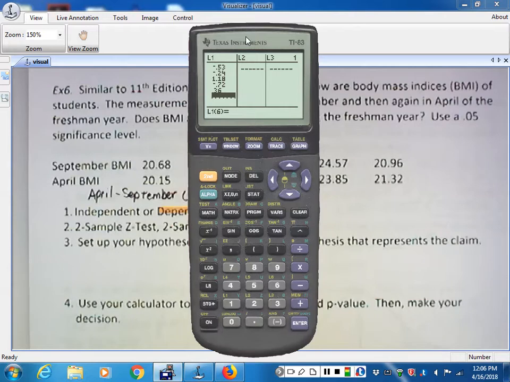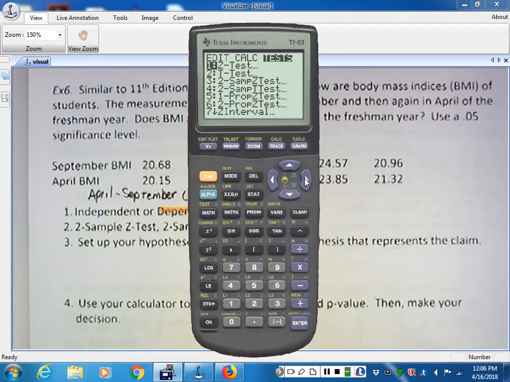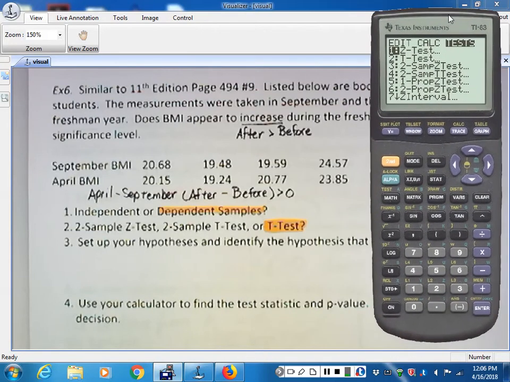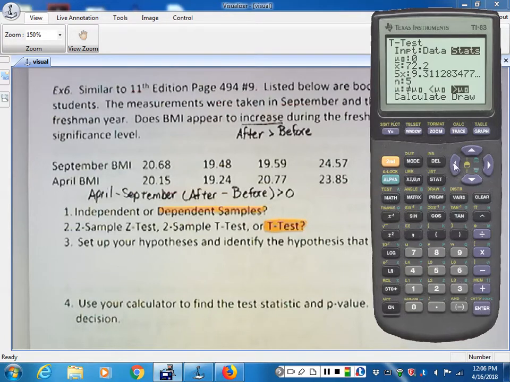So looking at those differences, it might be a wash, because we've got 3 negative ones that are relatively small, and we've got 2 positive ones. One's kind of small and the other one's kind of bigger. So we'll have to see how this comes out. So we go to stat, we go over to tests, and we're going to choose the t-test because we're testing that column of differences. And we're actually working from the data that's in list 1.